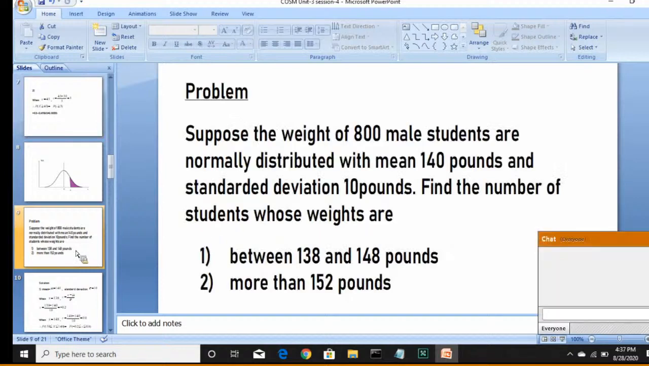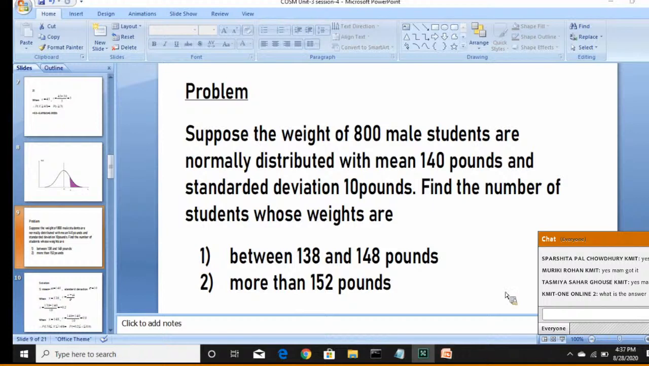Next problem you see. Suppose the weight of 800 male students are normally distributed with mean 140 pounds and standard deviation 10 pounds. Find the number of students whose weights are between 138 and 148 pounds, more than 152 pounds. How many of you can do it? Any idea you are having?